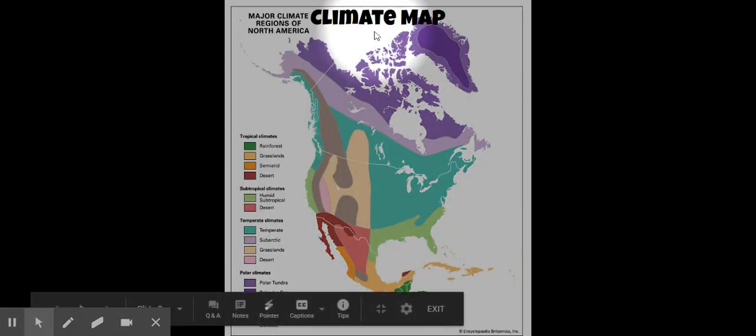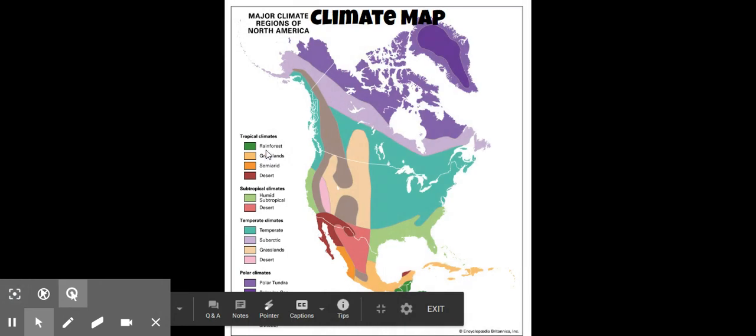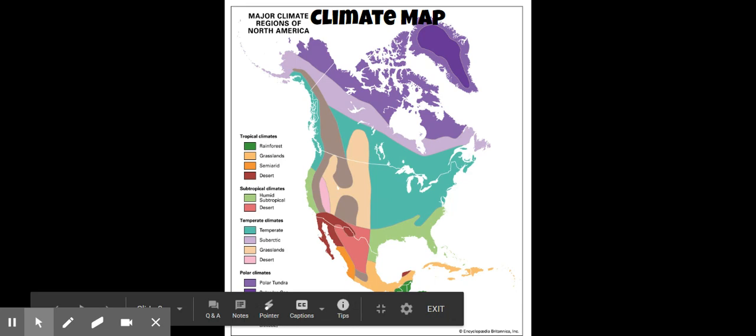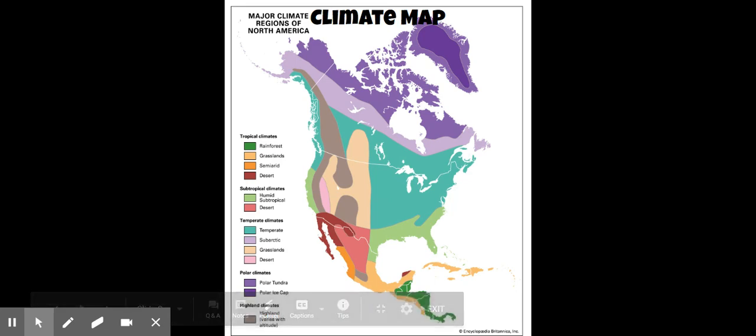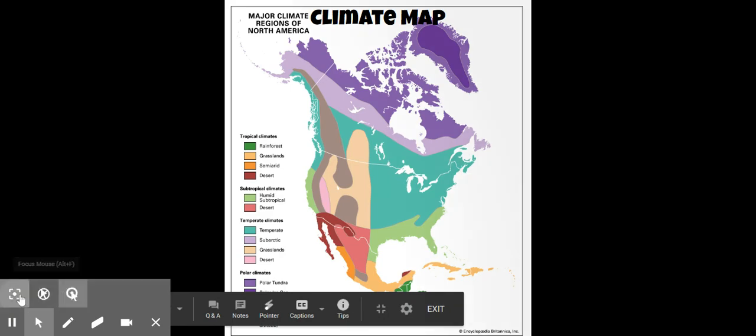To answer that question, we'll look at a climate map. These are the major climate regions of North America. Tropical climates are green, and grassland, semi-arid, and desert are all included. Subtropical climates include humid subtropical and desert. Temperate climates are also known as the moderate climates, which are kind of like the average temperature that is not too hot and not too cold. And then we have the extreme polar climates, which are the purple areas at the northern part of Canada.